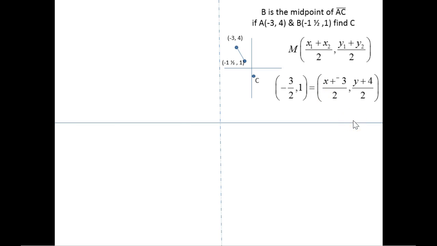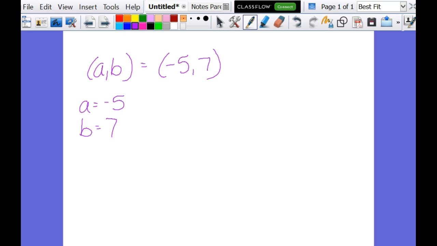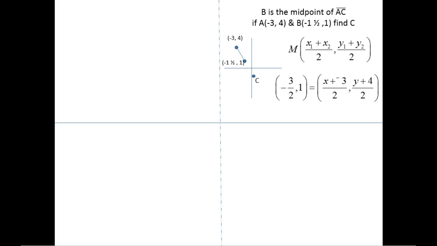Now, because of what we just said, I'm going to use this concept. This x value equals this x value, right? Because I don't mix x and y. This x value is -3/2. This x value is x plus -3/2, right? So I'm going to take both of the x values out and set them equal to each other, just like I did on the other page. So it looks like this. Okay?